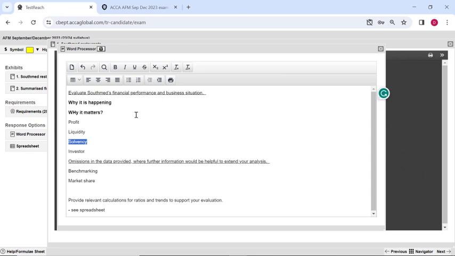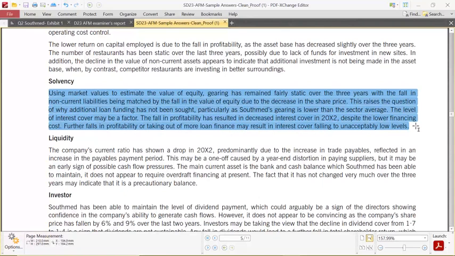So here's a short paragraph in the solution, and I think this is a good example of the sort of style that you're trying to replicate. Instead of just describing the small fall in gearing, the section on solvency is saying that gearing has remained fairly static. It's a tiny fall. And this is due to the fall in non-current liabilities being matched by the fall in the market value of equity. And why is that happening? Well, it's the fall in the share price. So that's why we're seeing the trend.